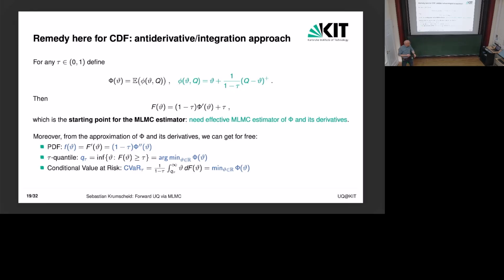But now the interesting fact is that I can also look into minimizers of this function, and it turns out that, for example, the minimizer of this function phi is precisely the tau quantile of this distribution. And if I'm looking into the value attained at the minimum, then this is the so-called conditional value at risk, which is another risk measure that's very popular in engineering science. So this arbitrary, quite abstract looking function seems to carry lots of information about the quantity of interest. So at least for quantiles and CDF approximation, we're sticking with that.